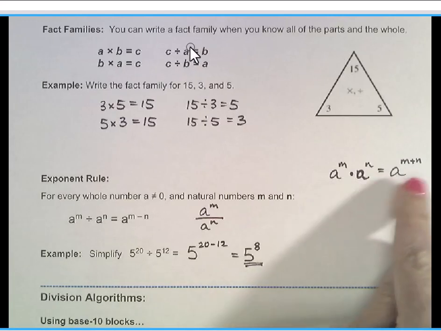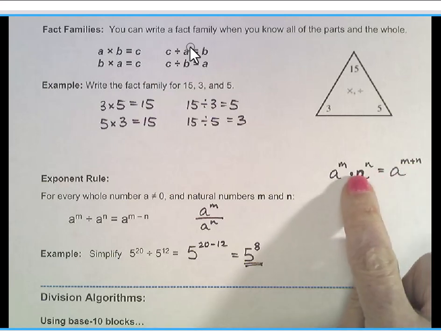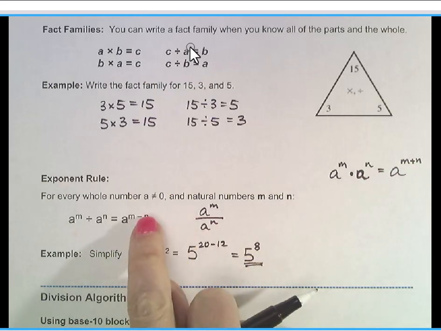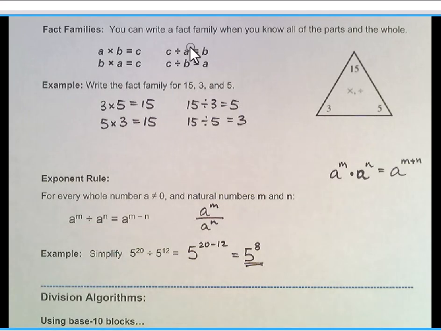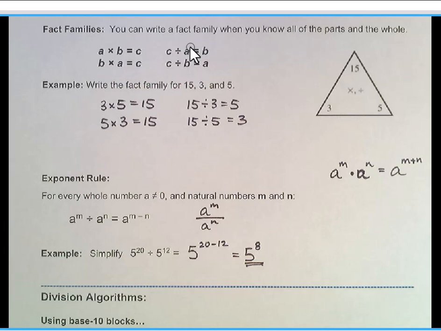So if you add exponents when you're multiplying like bases, then you would subtract exponents when you are dividing like bases. So those two rules just go hand in hand.